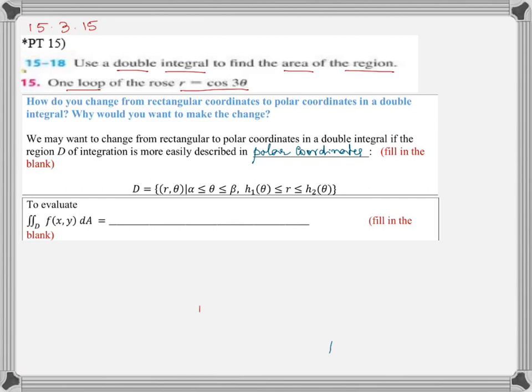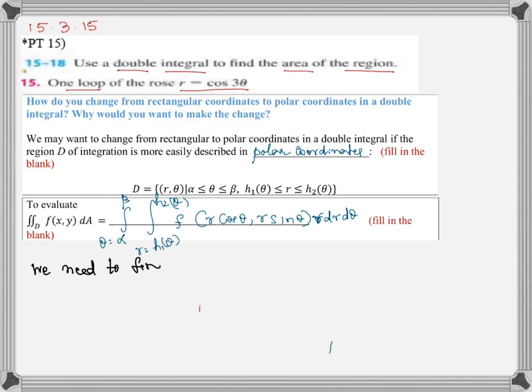To evaluate the double integral over D of f of x y dA in polar coordinates, we get the integral with theta running from alpha to beta, and r running from h1 of theta to h2 of theta, and then x and y change to r cosine theta and r sine theta. So the integrand becomes f of r cosine theta, r sine theta, and dA becomes r dr d theta. This is the formula we are going to be using in this problem.